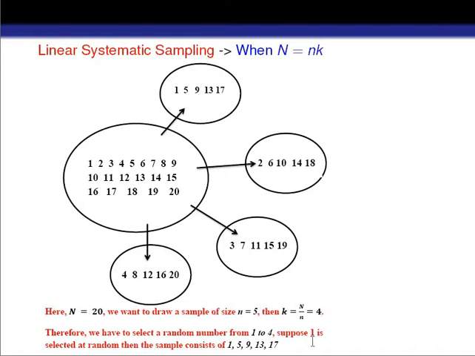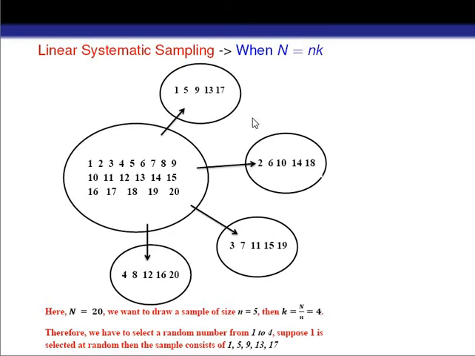Now suppose, for example, 1 is selected. Then our next unit will be 1 plus 4 is equal to 5. In this way we will get these units for our sample: 1, 5, 9, 13, 17. Now if 2 is selected, our units will be 2, 6, 10, 14, 18, like this. If 3 is selected, these will be the units for our sample, and if 4 is selected, then these will be the units.